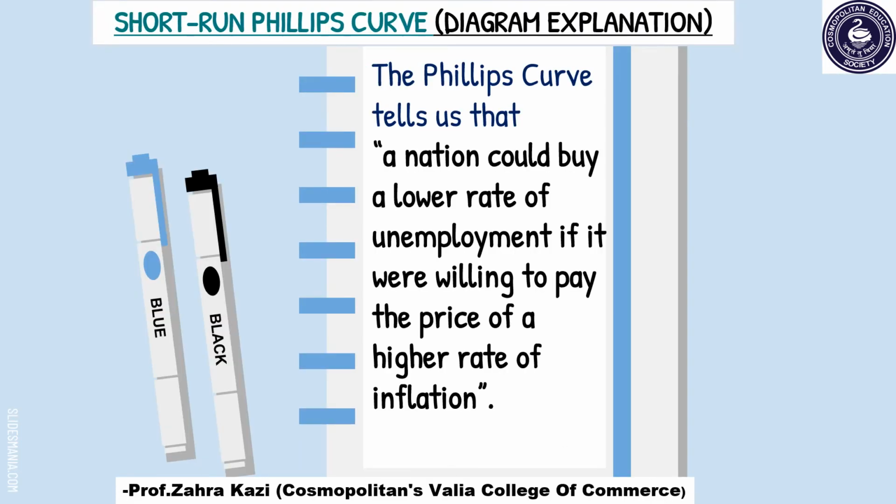Thus, the Phillips curve tells us the fact that a nation could buy a lower rate of unemployment. That means a nation can achieve lower rate of unemployment only if it were willing to pay the price of a higher rate of inflation. That means only if the country can pay or can bear the higher rate of inflation, only then it will get lower rate of unemployment.